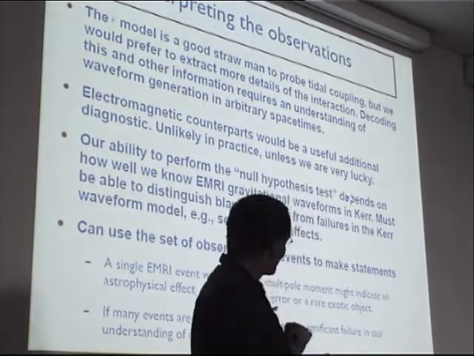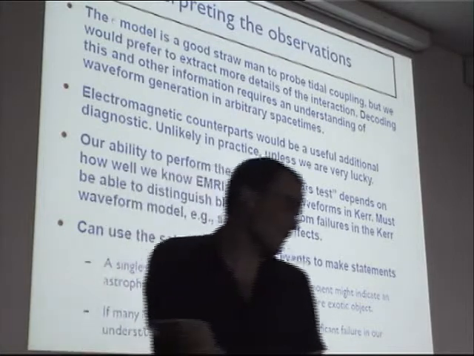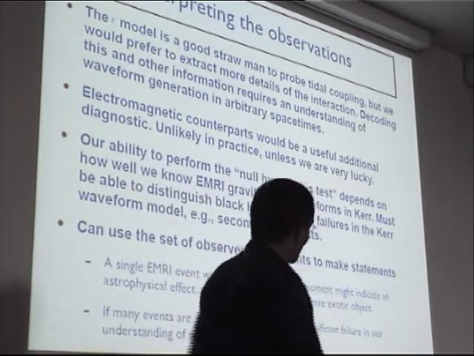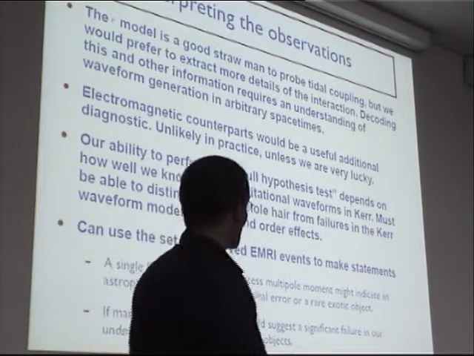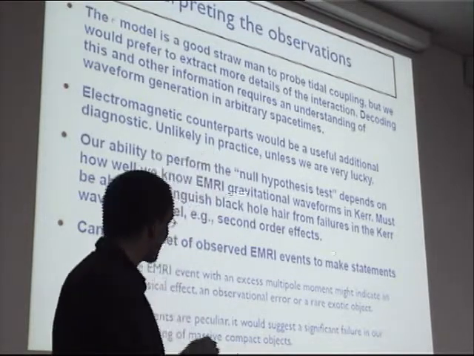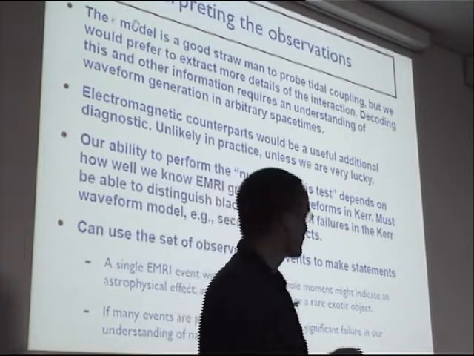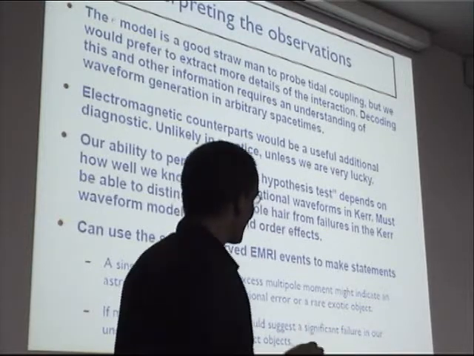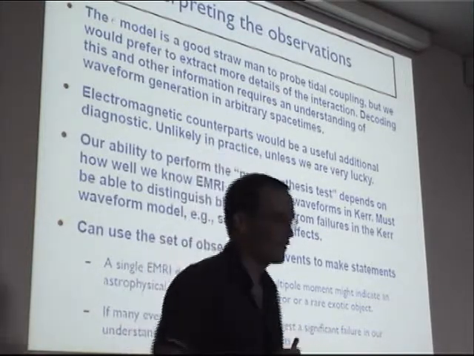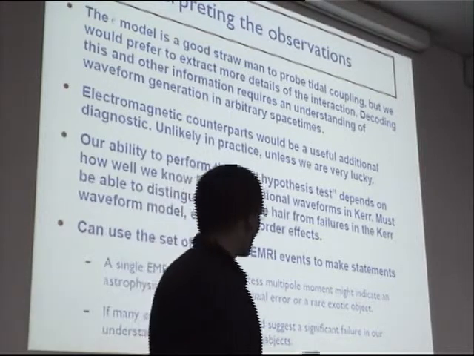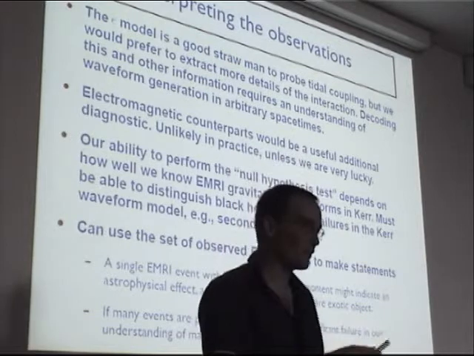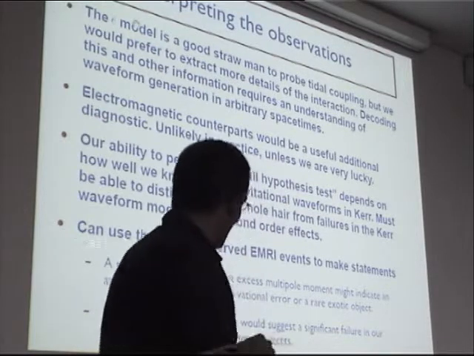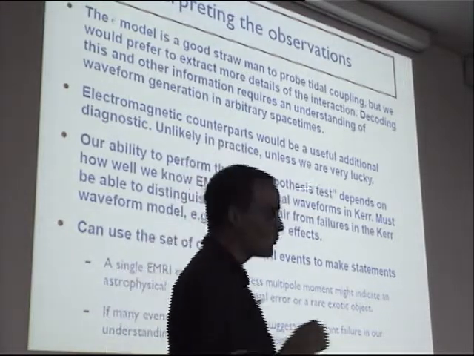The other issue is that our ability to perform this null hypothesis test depends in some way on how well we know EMRI gravitational waveforms in curved spacetime. The self-force formalism, as Leo said, is getting to the point where it will compute waveforms. But as he was saying, there are these issues of conservative corrections, second-order perturbation theory, the spin of the inspiraling object, and things like this, which we may not incorporate in our family of waveforms. And so we have to understand how failures in the model that we do understand could influence our results as well. But one way we could make statements is if we use the set of all observed EMRI events.